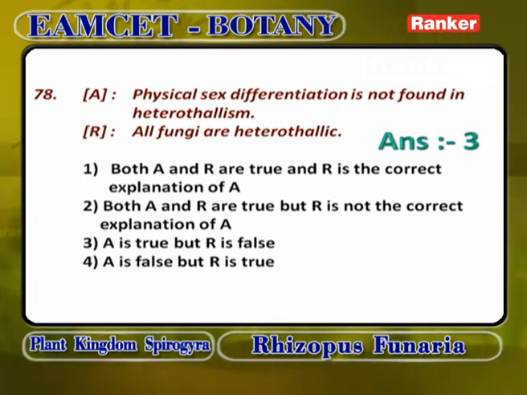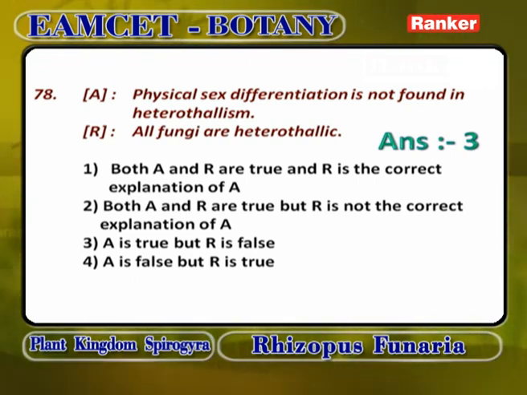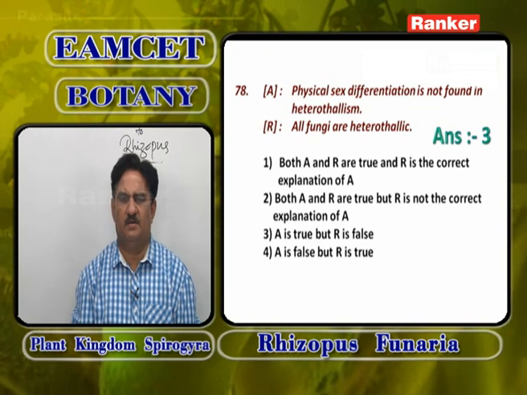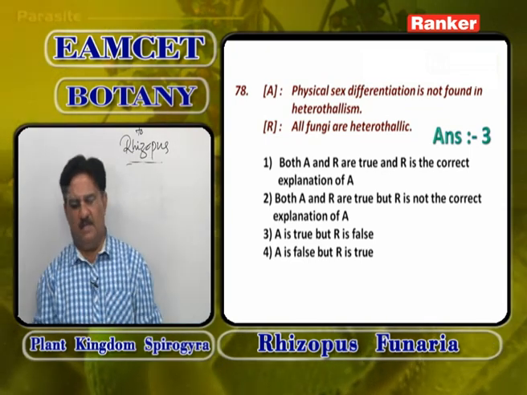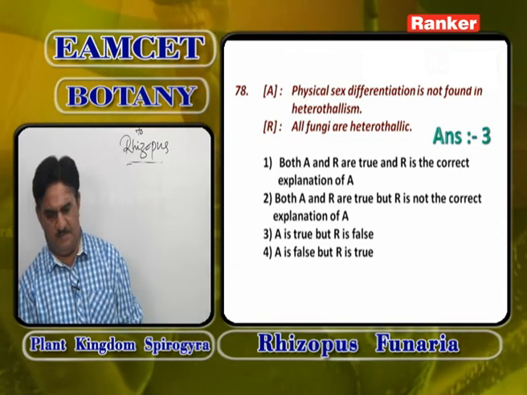The physical sex differentiation is not found, but physiological sex differentiation is found. What is physiological sex differentiation? Plus mycelium and minus mycelium, when they come close, then only reproduction takes place. So, that is self-incompatible. Heterothalism is self-incompatible, homothalism is self-compatible. So, here A is true. Physical sex differentiation is not found in heterothalism is true. But all fungi are heterothalic is wrong. Why? There are some fungi like Rhizopus sexualis which are homothalic in nature. So, third option.